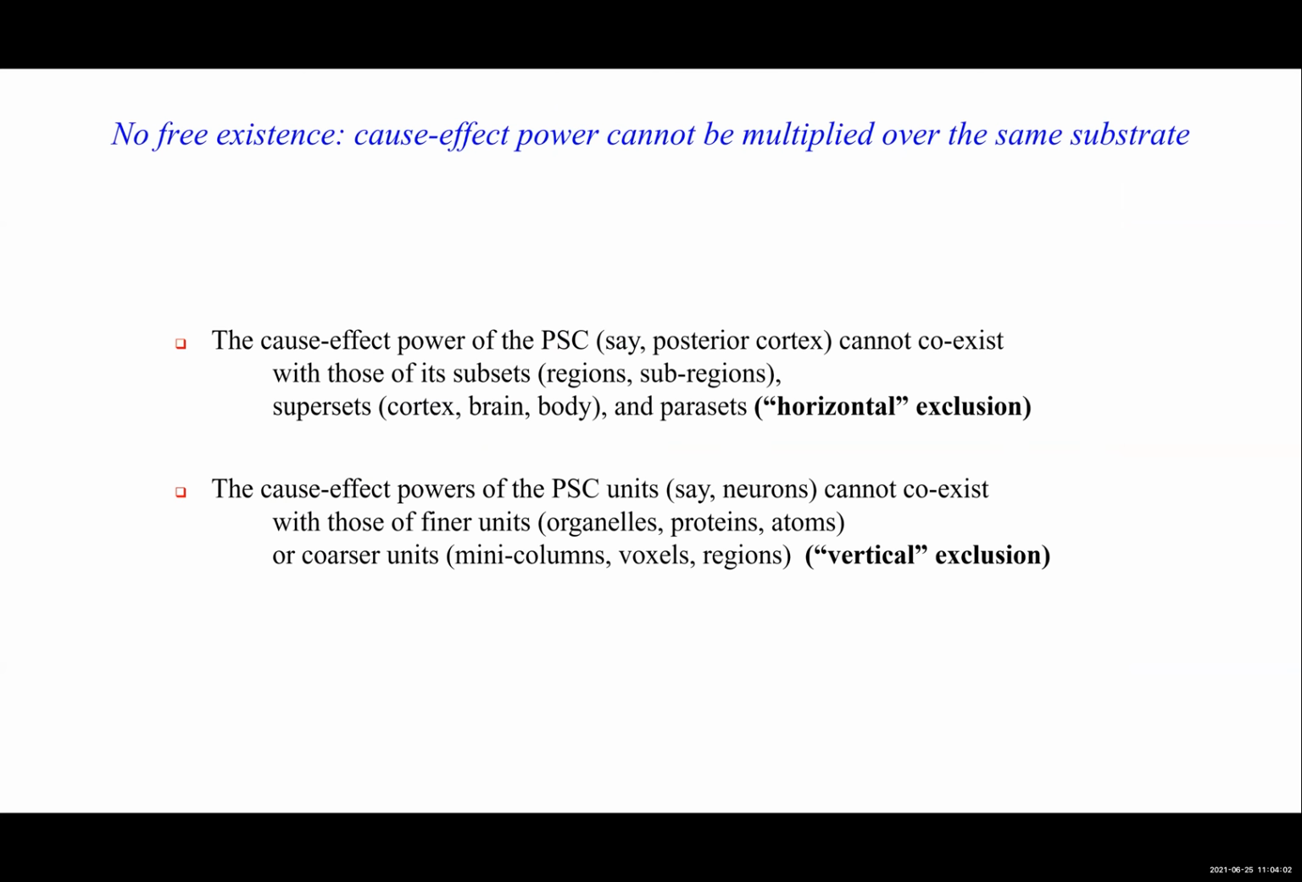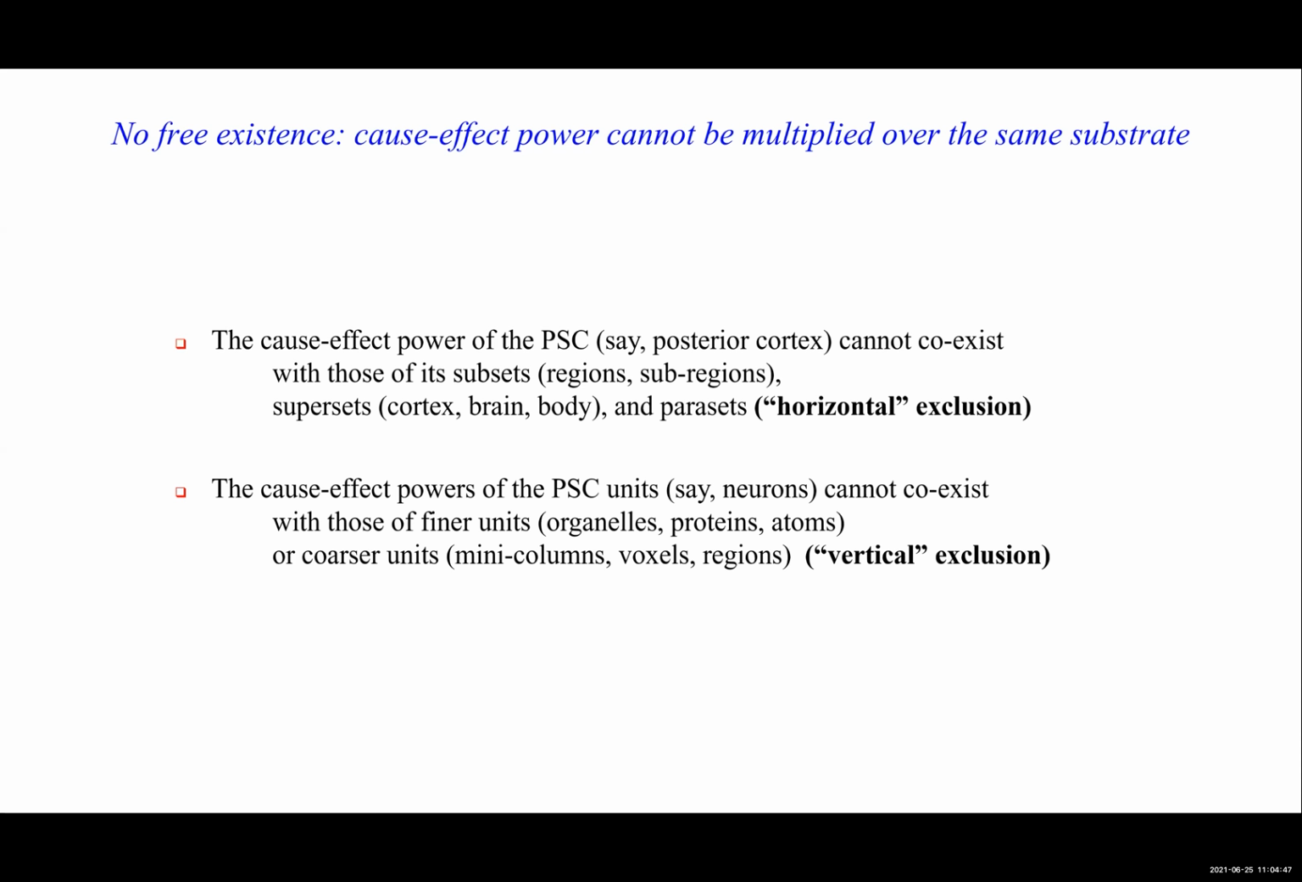The principle that matters here, I will not show the others from IIT, follows from the maximum existence principle. It can be called the no free existence principle. Cause-effect power cannot be multiplied over the same substrate. So in other words, once we unfold all the causal powers of, say, posterior cortex, you cannot physically have those powers as well as the powers of the supersets, like the cortex, the brain, the body, all on top of it, okay? Or subsets, posterior cortex, but also the causal powers of the fusiform face area and also the ones of particular subregions of it. There's only a set of disjoint entities.